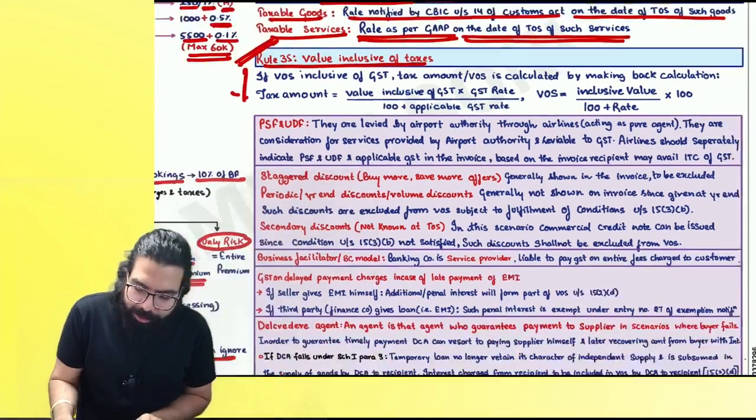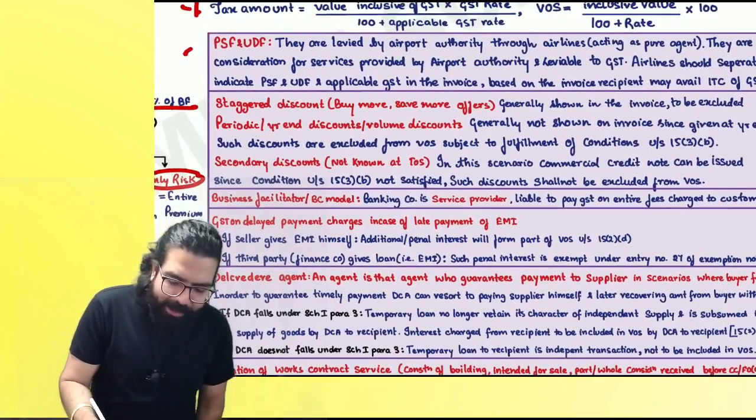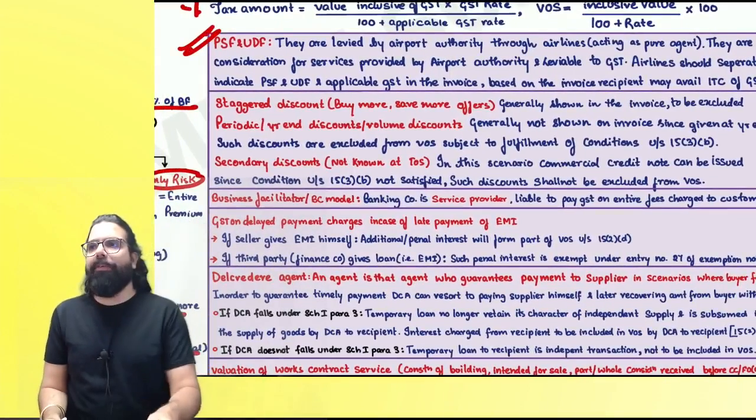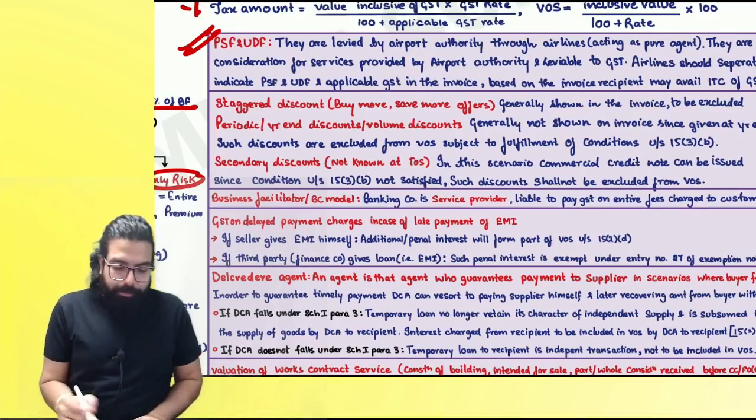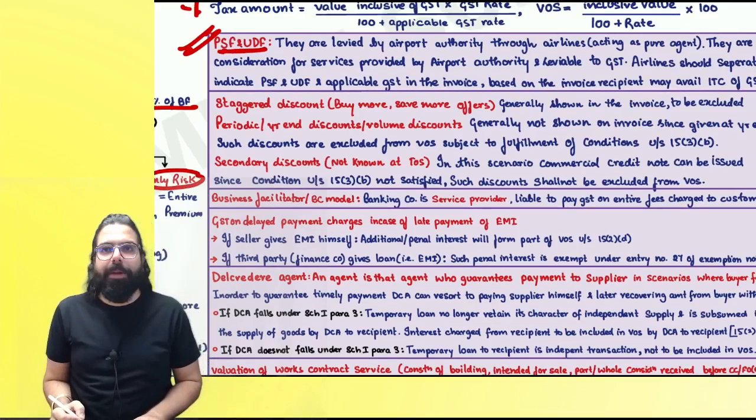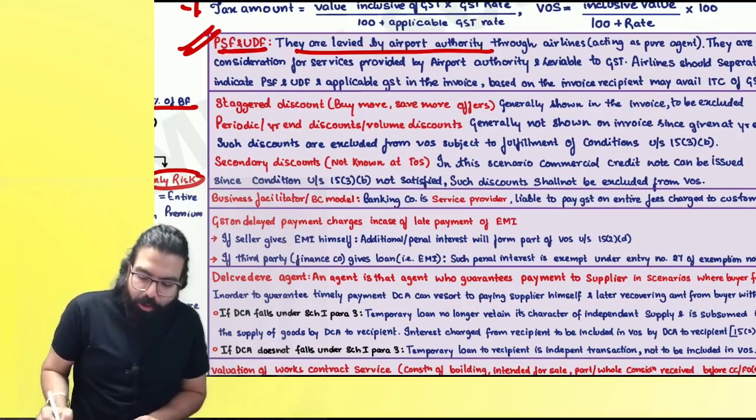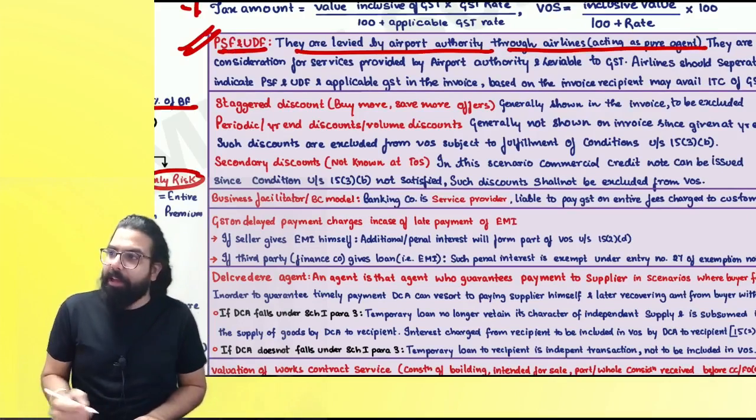Now they are talking about PSF and UDF. What is PSF and UDF, everyone? Passenger service fees and user development fees. They are levied by the airport authority through airlines acting as pure agent.